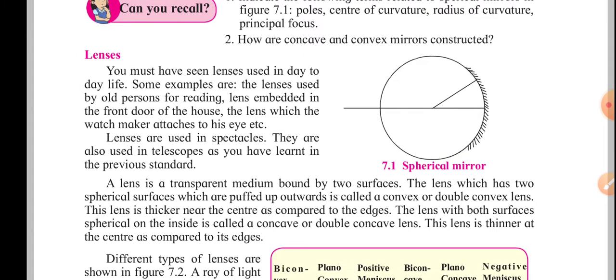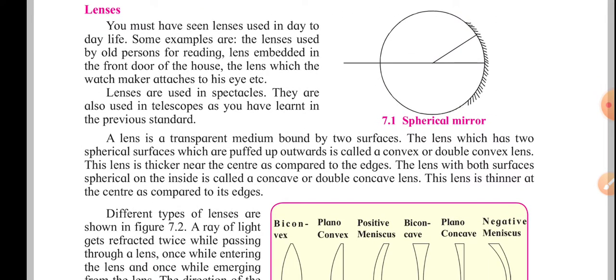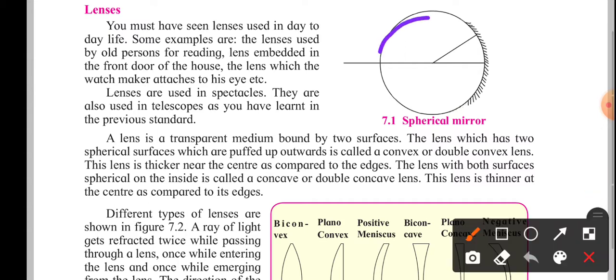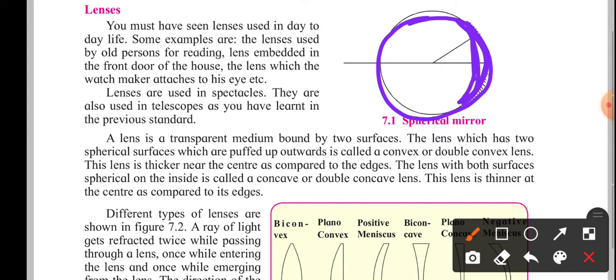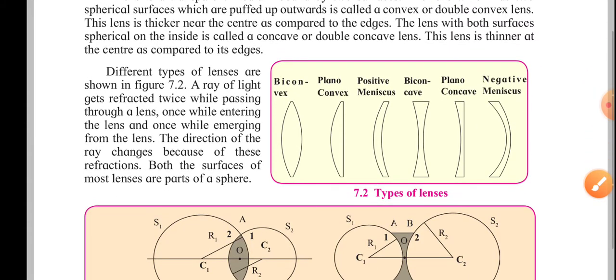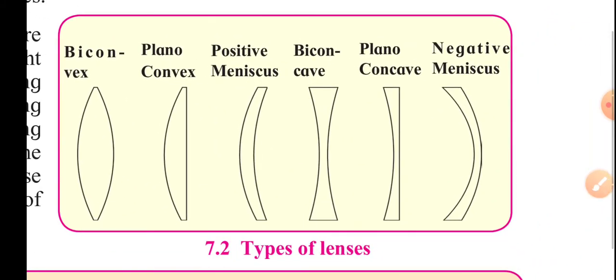First of all, when we talk about lenses, they are a part of solid spheres, spherical mirrors. You can see over here the spherical mirror they have shown. If there is one sphere made up of glass and we take a part of the circumference of that sphere, then that is nothing but a curved surface. In this section we will see the different kinds of lenses, with different kinds of faces.